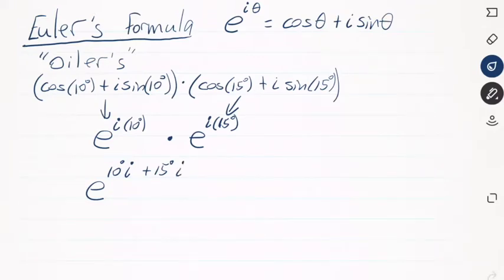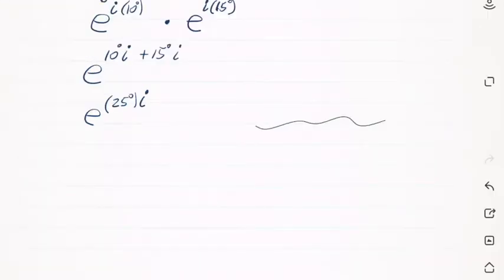So then, if you combine the like terms, you're going to get 25 degrees i, which is the same thing as De Moivre's theorem, where you take the two angles and you add them. So as an exponential, it's just natural to add the exponents, and there's nothing to memorize. The only thing you have to memorize is that you can change cosine theta plus i sine theta into e to the i theta. It also helps out if you're doing division.